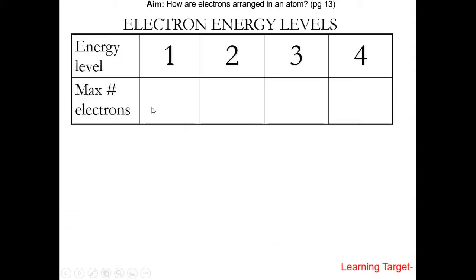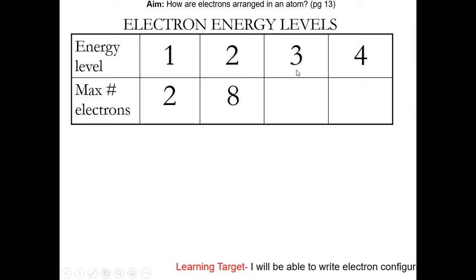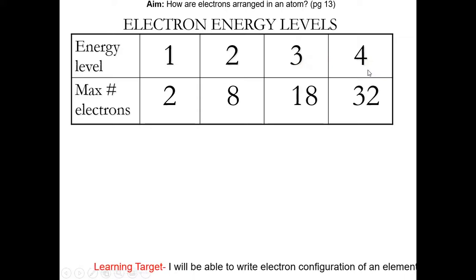So if you did the motivation, you should be able to figure out the maximum number of electrons of the first and second energy level. They are 2 and 8. For the third and fourth energy level, they are 18 and 32.